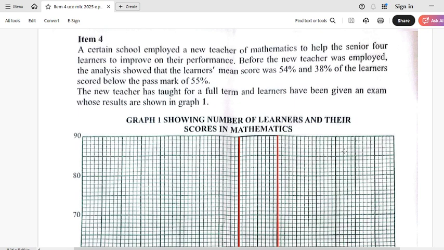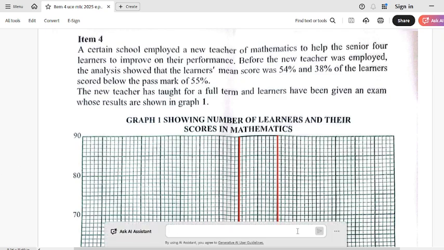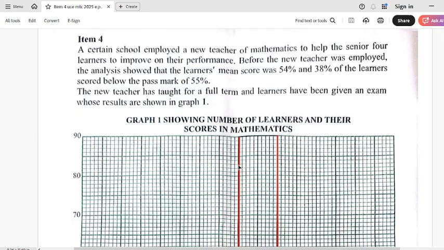We don't know how many learners scored below the pass mark according to graph 1. We don't know. And with this graph, we cannot determine that number. We can only determine that number using the cumulative frequency curve, which we call the ogive. So using an ogive can give us directly the number of students that scored 55 and below. We can easily get that number. Now, what would we do? There's something we must find out here.